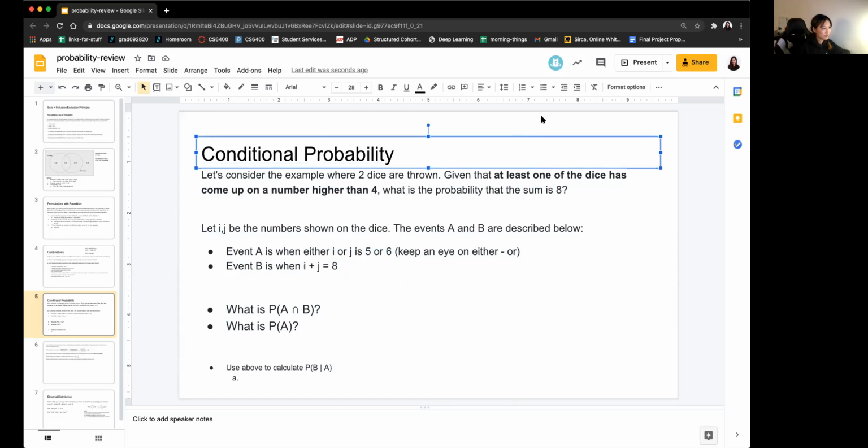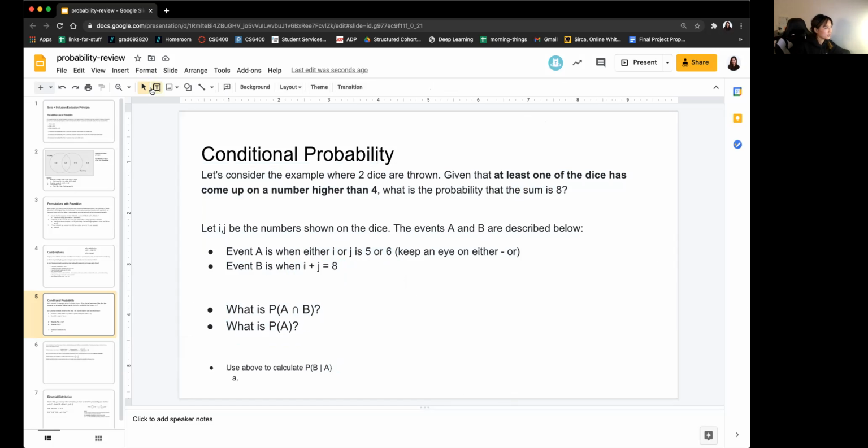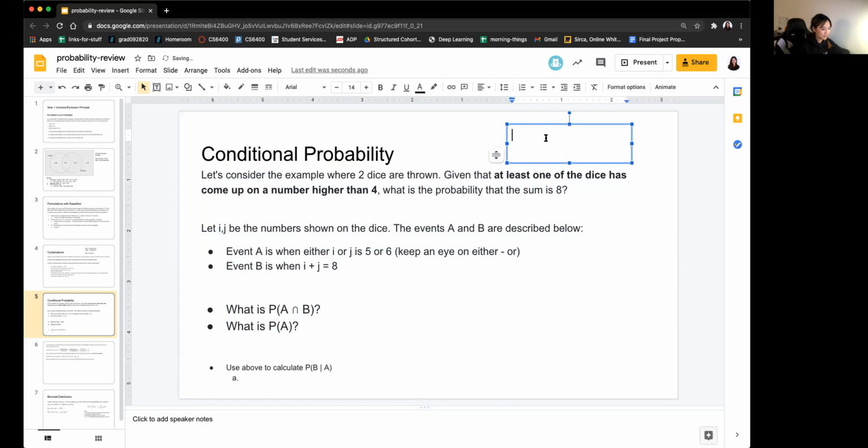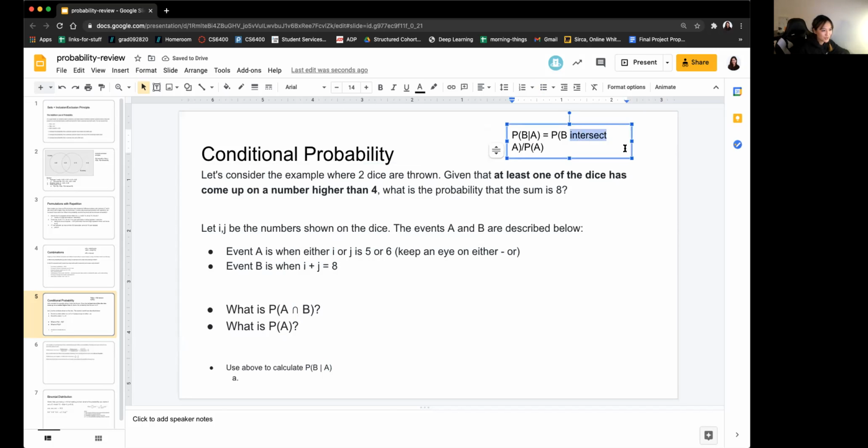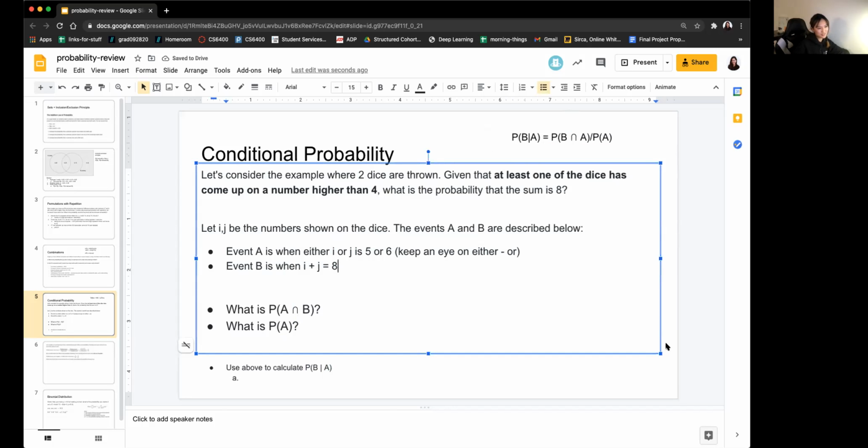So to put this together real quick into a formula, the probability of B given A is equal to the probability of B intersect A divided by the probability of A. Actually, let me just put this symbol here so it's easier to see. There we go. So this is the conditional probability formula, which is a good one to remember.